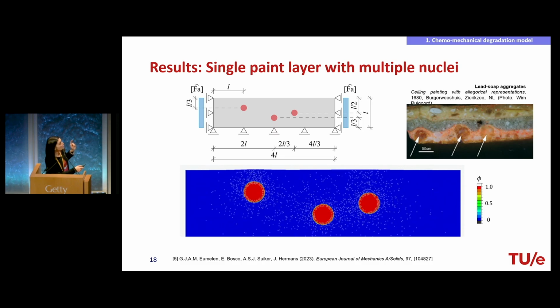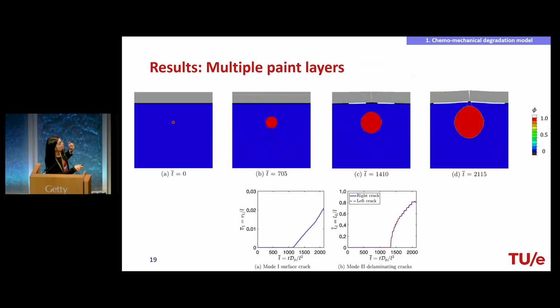I also want to show you another analysis of which I don't have the movie, but it is also interesting. Here we have a metal soap crystal in the initial configuration, and we have two different paint layers for which we have interface elements.